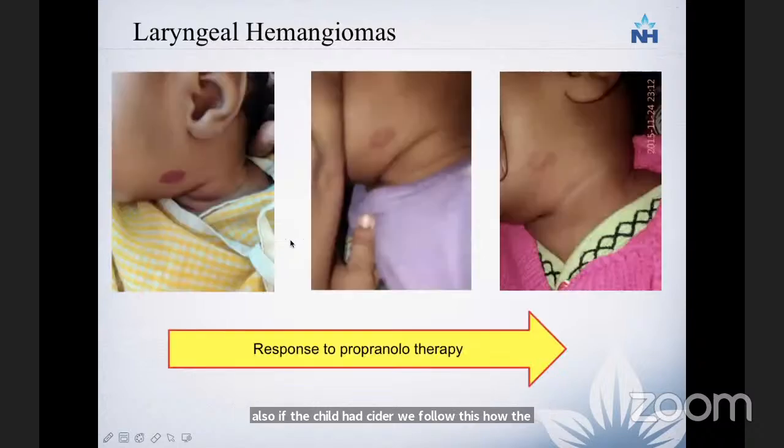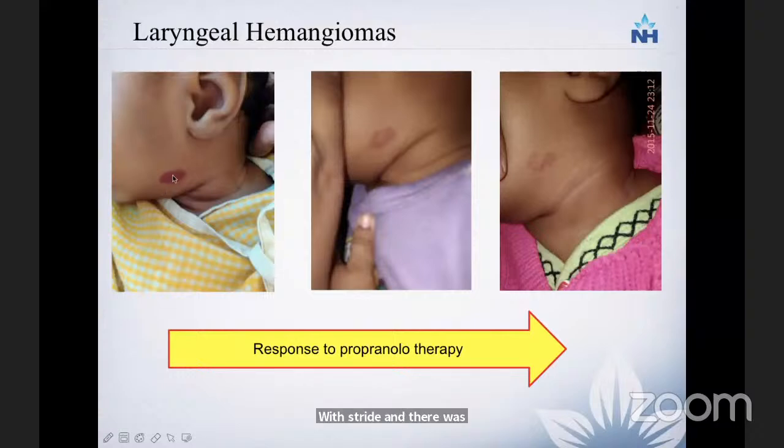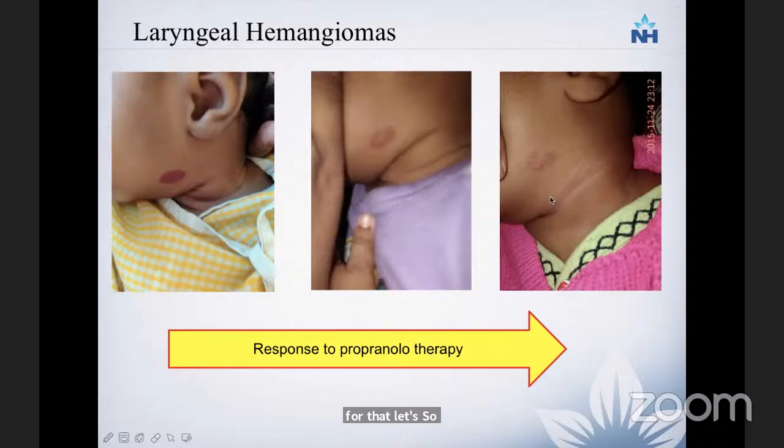So this is one of the cases of hemangioma, a child on propranolol therapy who presented to us with stridor, and there was a cutaneous hemangioma marker for that laryngeal hemangioma. After propranolol therapy, on follow-up, the hemangioma has almost regressed, and the child improved symptomatically also.